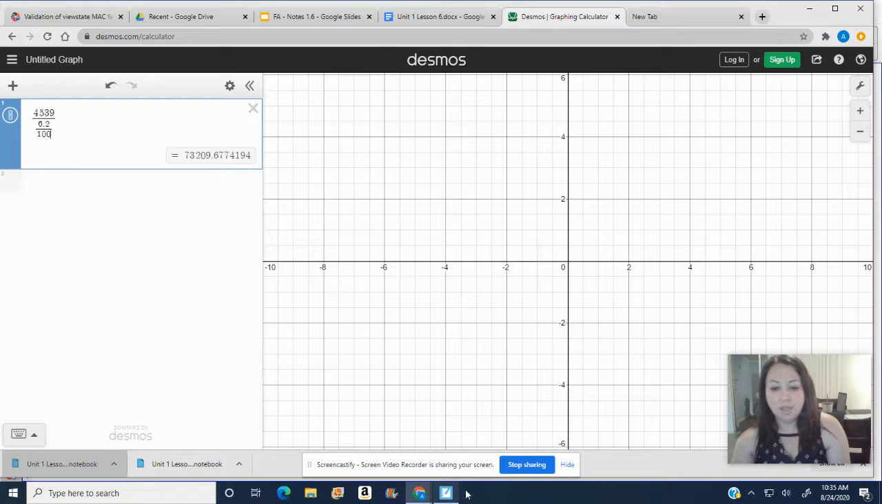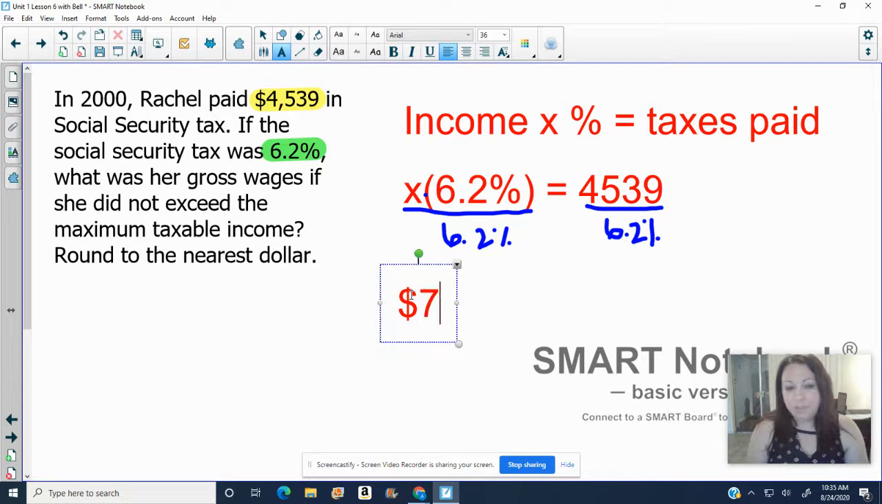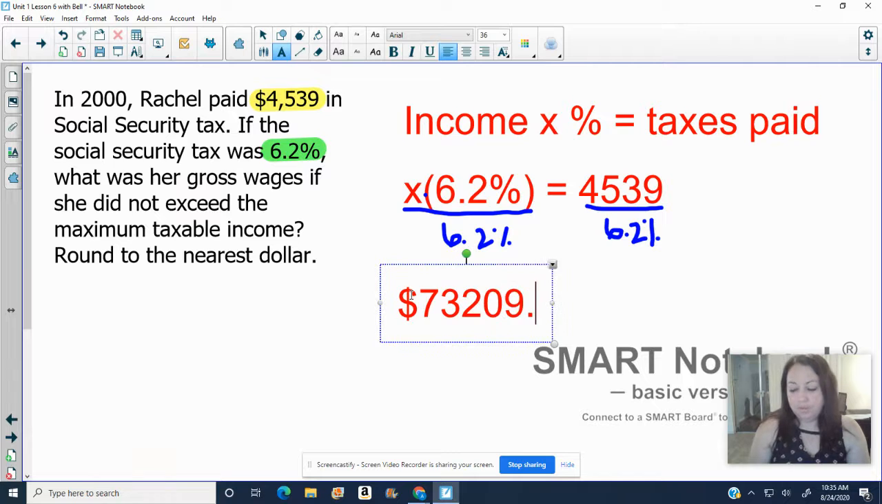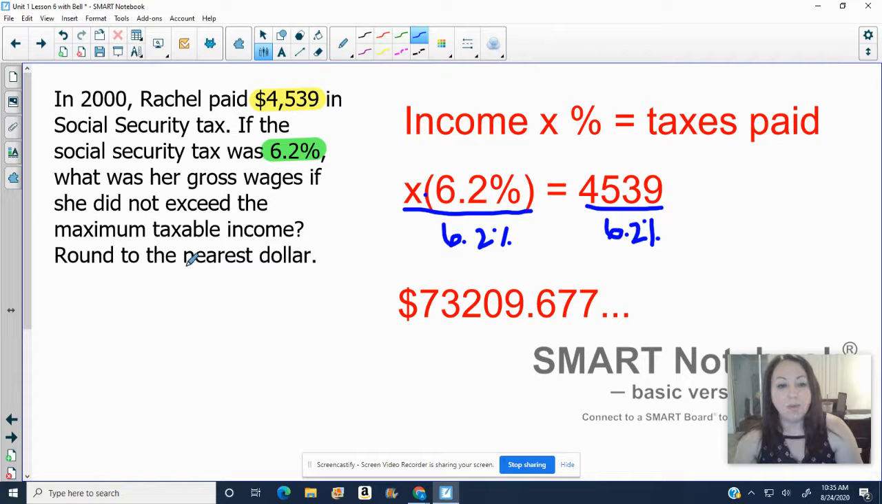I'm going to go ahead and write that in, 73,209. I got to tell myself what it is, otherwise I won't remember. 73,209.677, and I know there was more decimals, but we don't need more there. We are going to round this off though. This says round it to the nearest dollar. So I'm going to look at this ones place, the 9, and I'm going to look next to it. You guys, that is a 6. So since it's bigger than 5, it should make this round up.